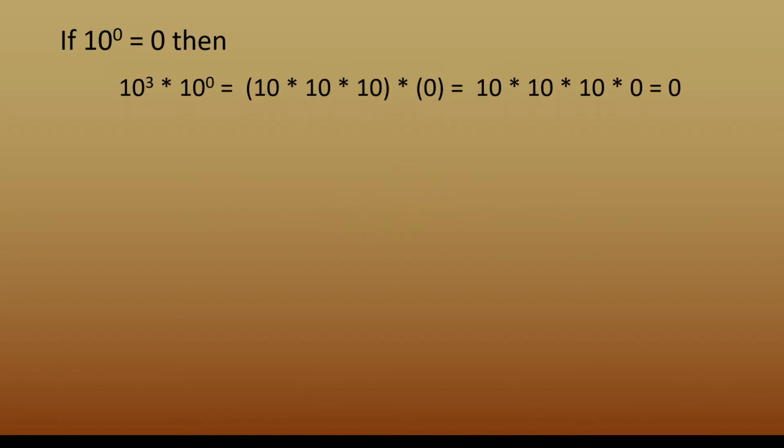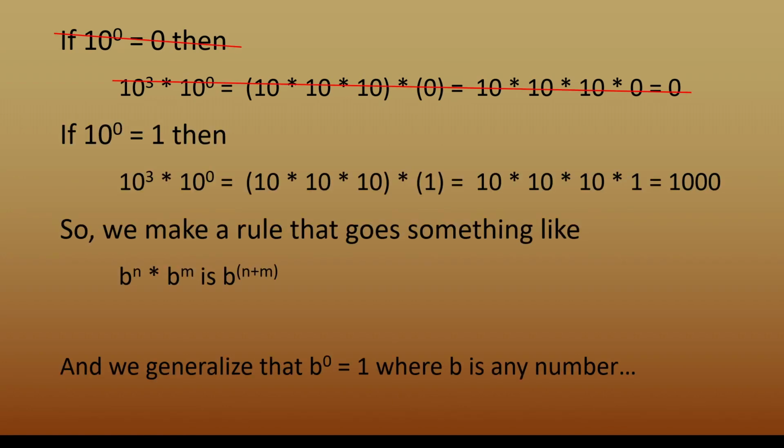Well, this is 0 tens, but should we say this is 0? What if we do the following? 10 to the power of 3 times 10 to the power of 0. Isn't this just 3 tens multiplied by 0 tens? If we decide that 10 to the power of 0 is equal to 0, then 10 to the power of 3 times 10 to the power of 0 is equal to 10 times 10 times 10 times 0, which is equal to 0. It would probably be better to say that 10 to the power of 0 is equal to 1.